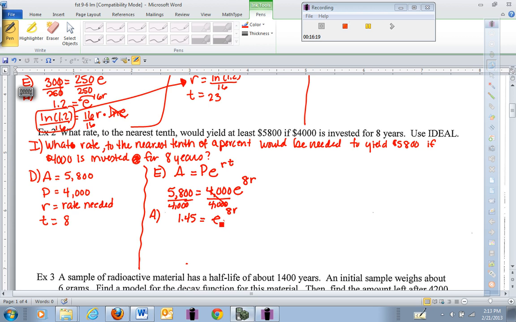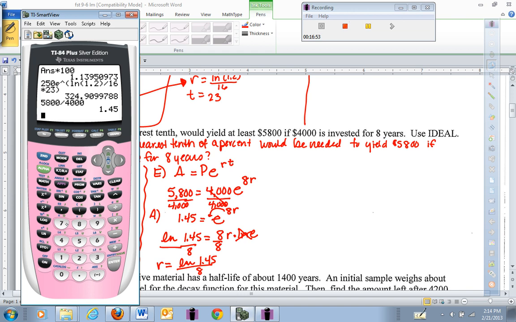Since we have natural logs, base E is natural log, we're going to natural log both sides. So the natural log of 1.45, we're going to jump this to the front and say it's 8 times R times the natural log of E. What is the natural log of E? The natural log of E is 1. We'll divide both sides by 8. And so we know that the rate has to be the natural log of 1.45 divided by 8. Now we are not going to go in the bank and say, okay, we need a rate of natural log of 1.45 divided by 8. Let's figure out what this should be. So we're going to go natural log 1.45 divided by 8. Okay, let's multiply that times 100.